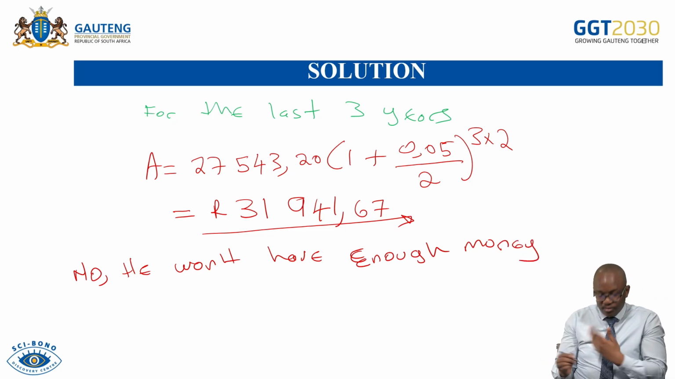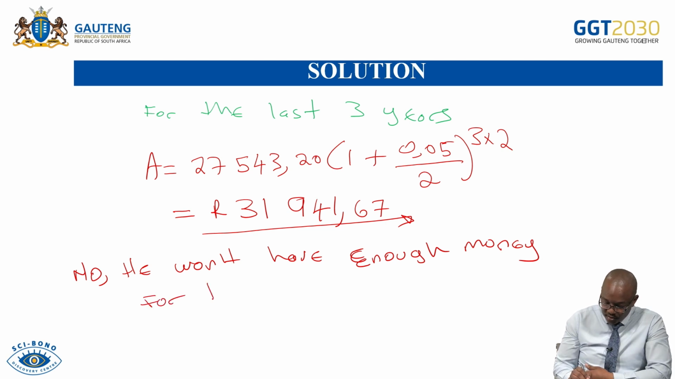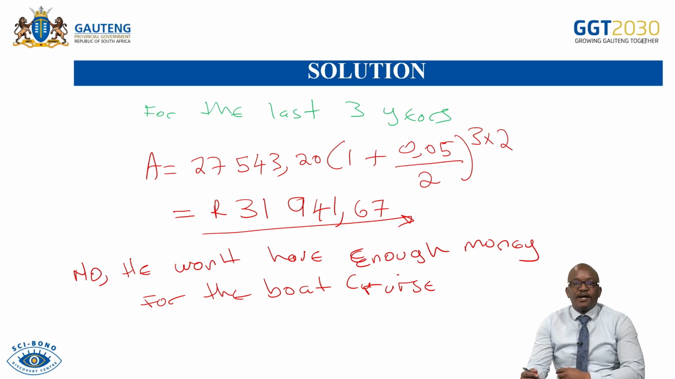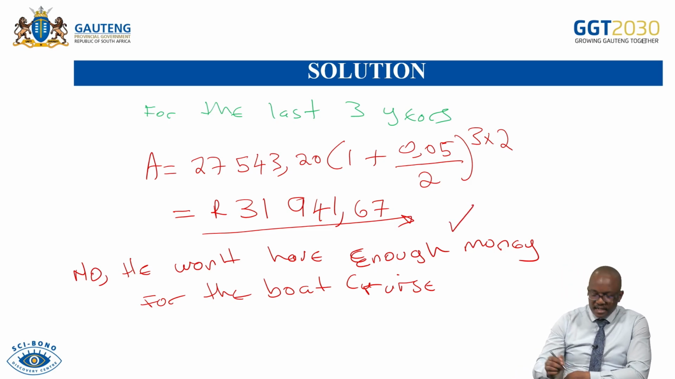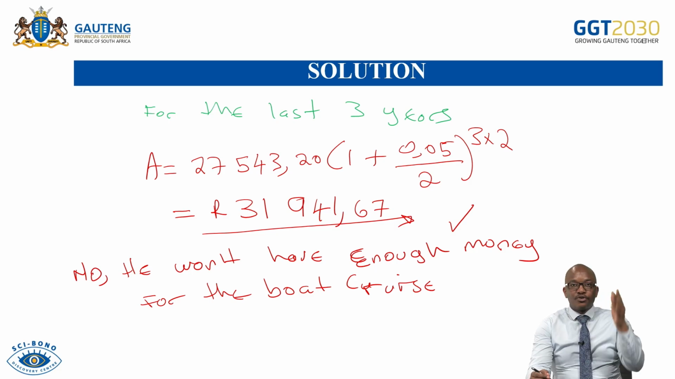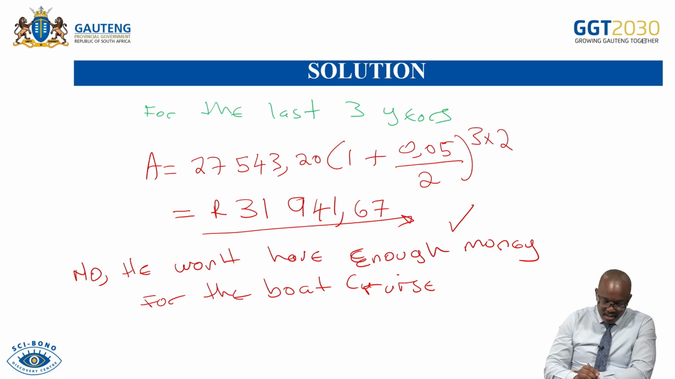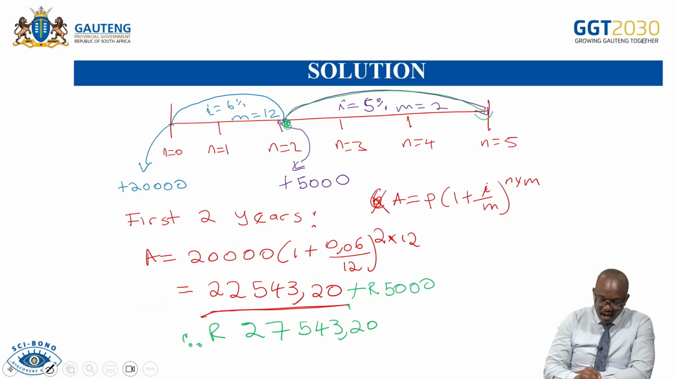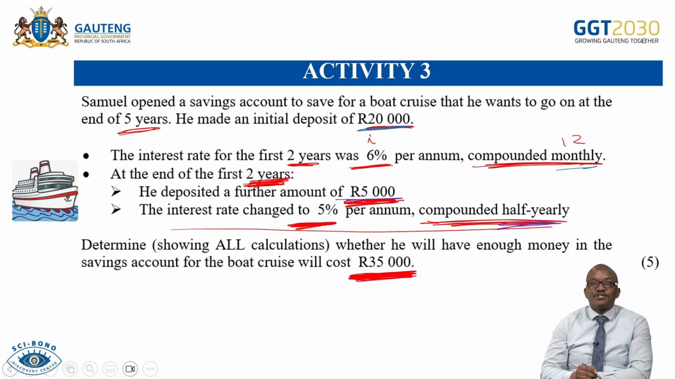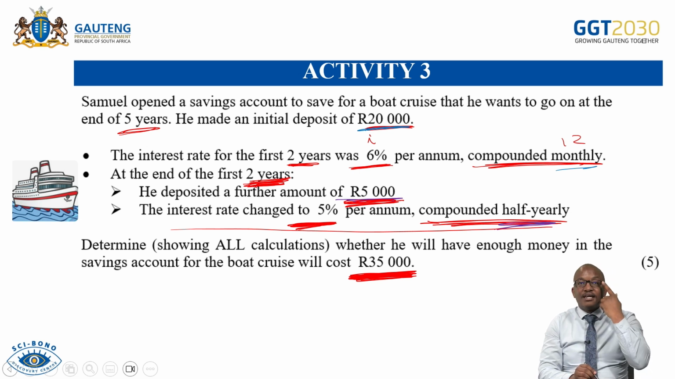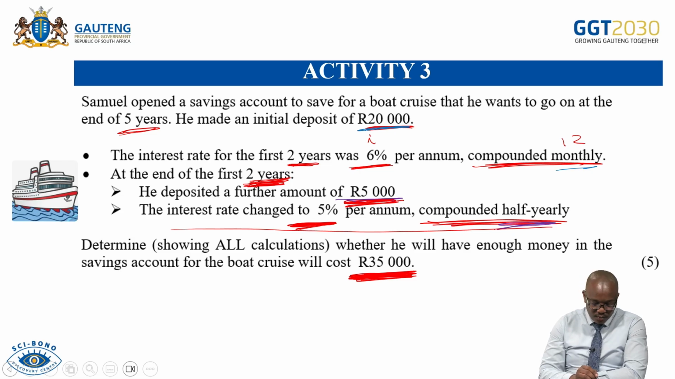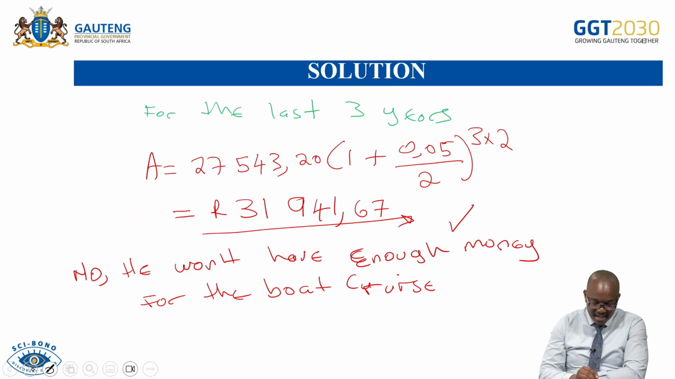money, or you can also say for what? For their boat cruise. Correct? So you can say he won't have enough money for the boat cruise. Then that statement on its own, as a conclusion, has marks there. So I hope now learners understand how these finance questions work. They carry a lot of marks. You need to read the scenario with understanding so that we can collect all those marks.